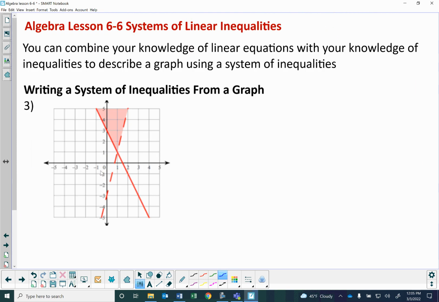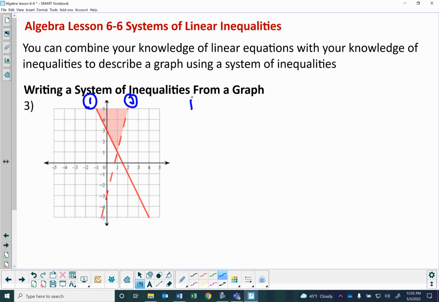You can combine your knowledge of linear equations with your knowledge of inequalities to describe a graph using a system of inequalities. Okay, so we're going to write a system of inequalities from the following graph. We have 2 lines. We have a solid line and a dashed line. So I'm going to label the solid line line 1. I'm going to label the dashed line line 2. Okay, so if I knew what the slopes and y-intercepts of these lines were, I could write the inequality in slope-intercept form pretty easily.